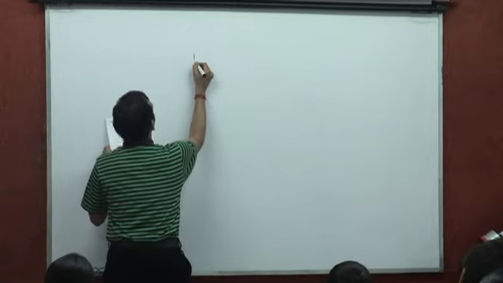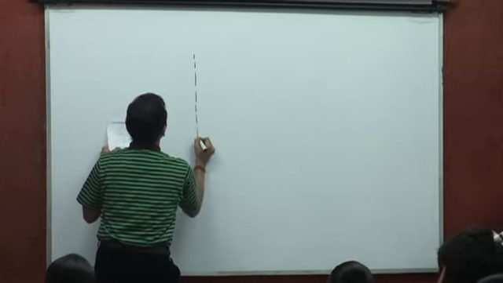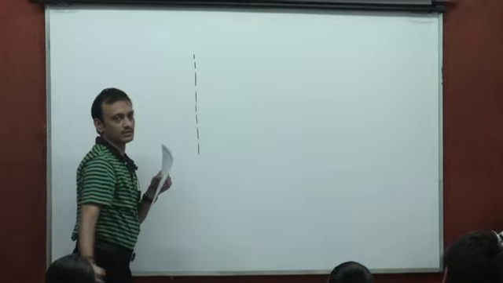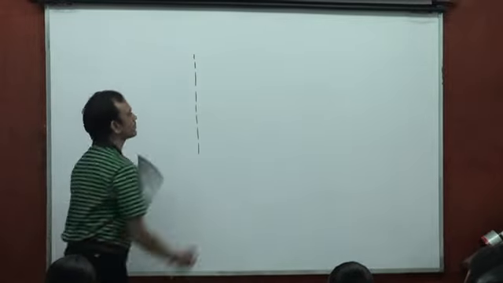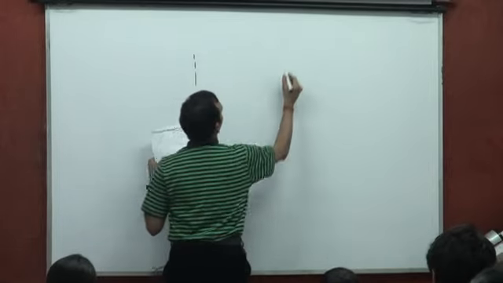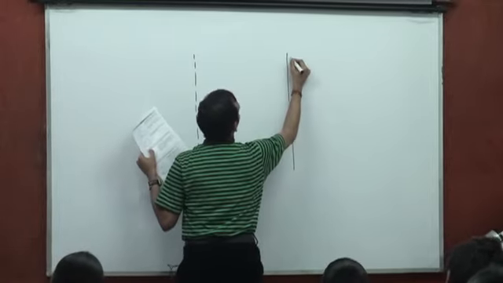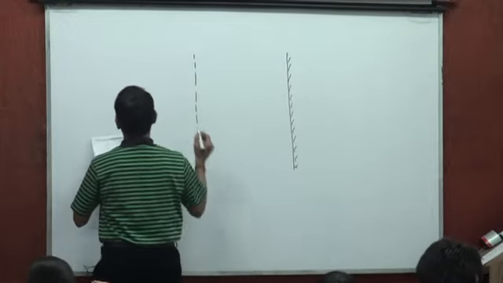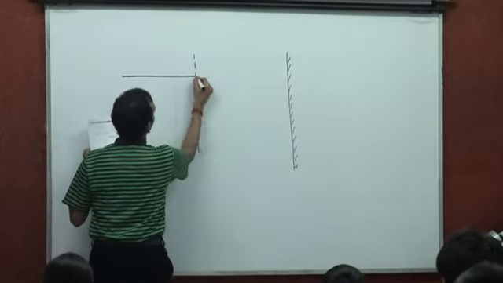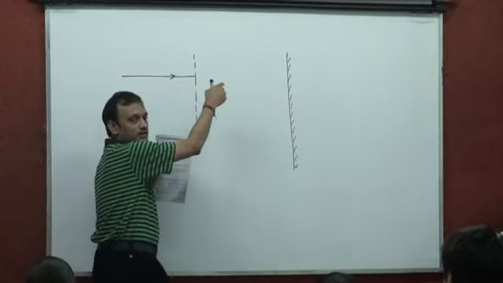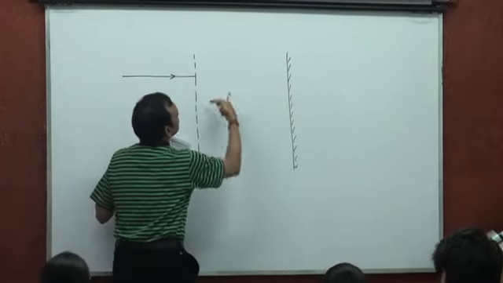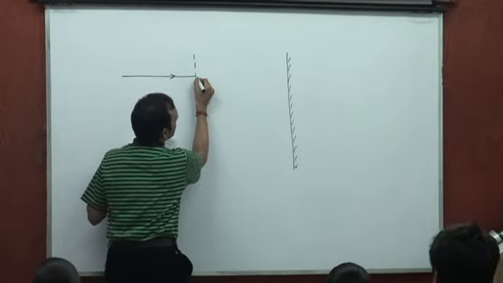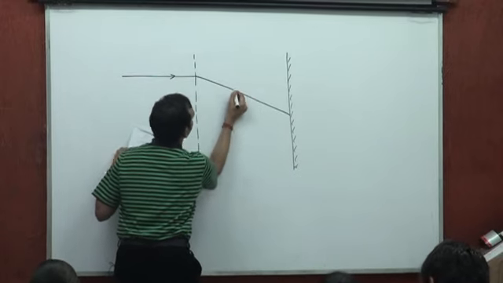So then, it's a thin prism. Let me just represent the effect of the prism by a thin entity of this kind. And this is the mirror. There is a ray of light which is incident on the prism and things happen inside the prism, and the net effect produced by the prism is a deviation of this kind.